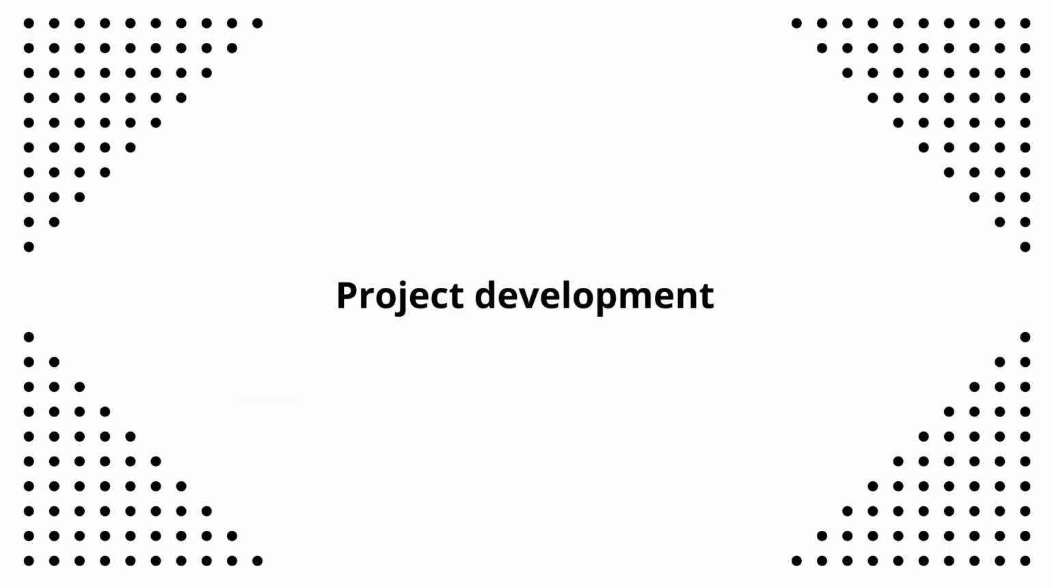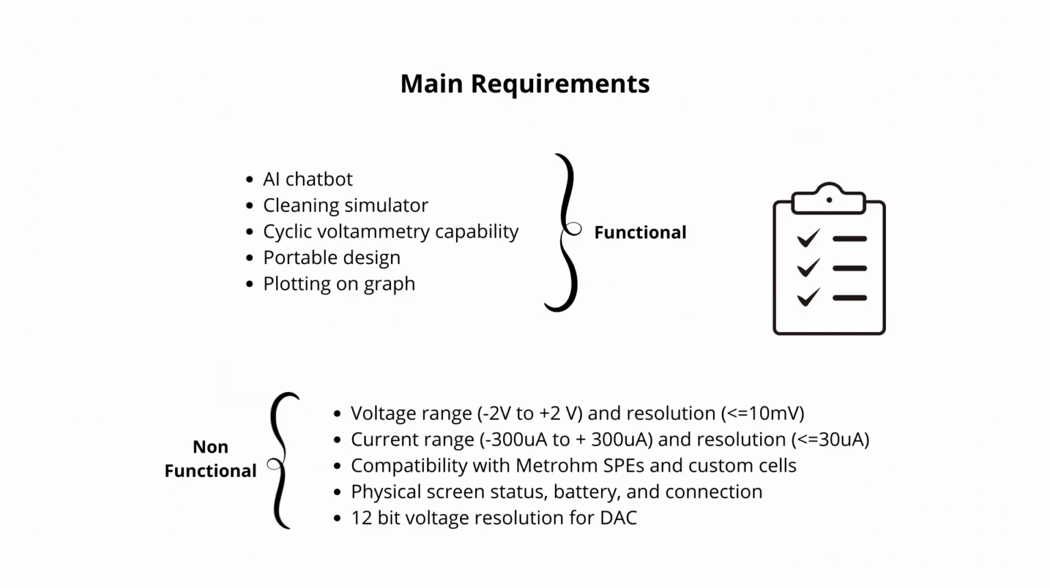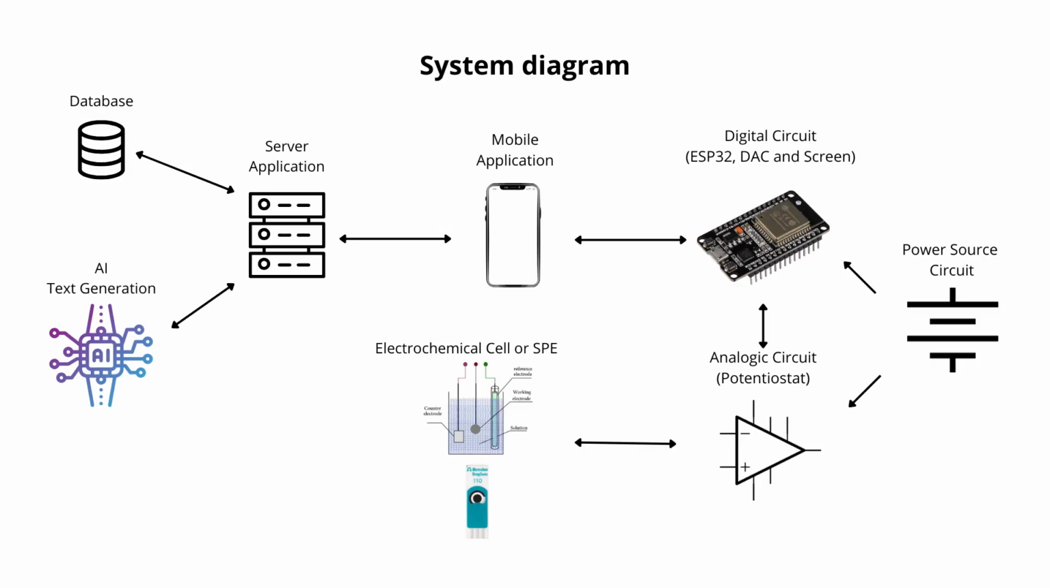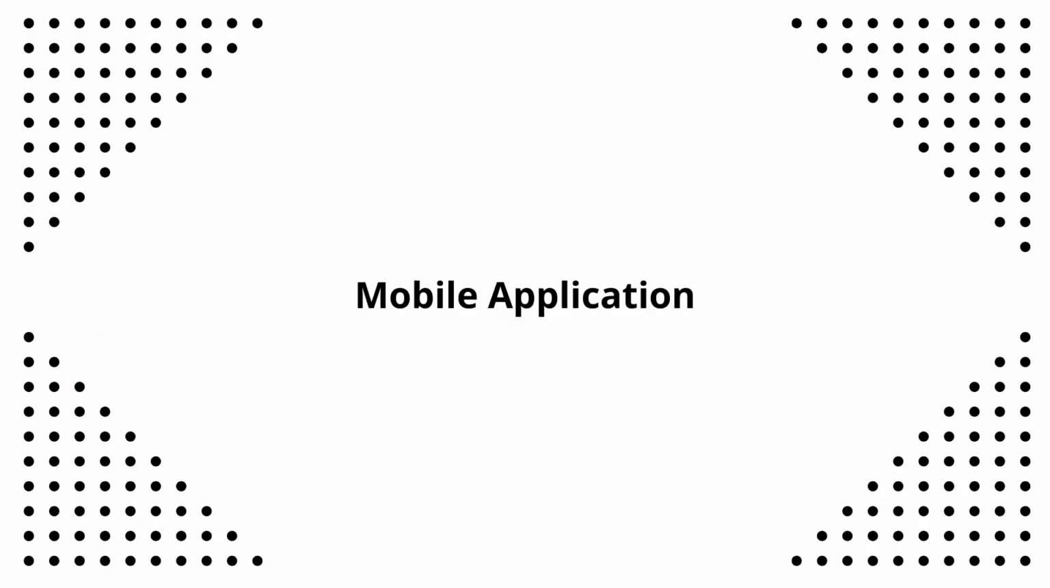Project development. The development started with defining the functional and non-functional requirements, as you can see in the image. After that, we distributed the tasks among hardware, software, and mechanics, considering that electronics would be the most complex part of the project. In the end, we managed to integrate all parts, resulting in the system operation shown in the diagram.